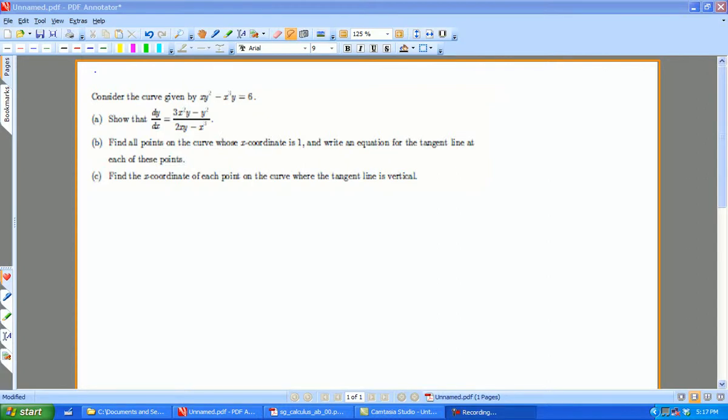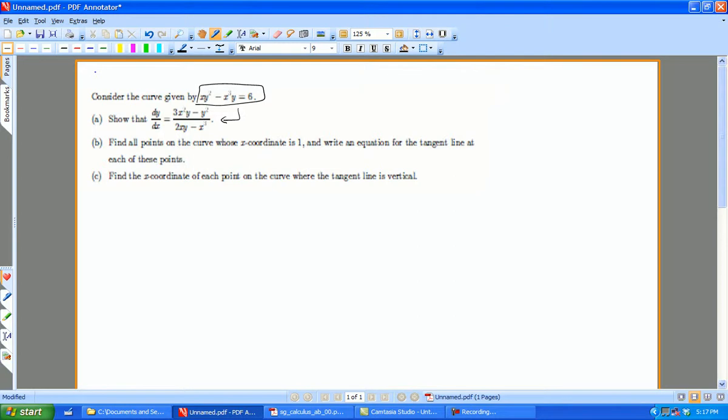Okay, this is the second question that I gave you on the AP problem handout. It was question number 5 from the 2000 exam. Part A is to show that if I take this original function and do implicit differentiation on it, I'll get this for the derivative. So I'm going to assume you were able to get that part. That's using the product rule and implicit differentiation.